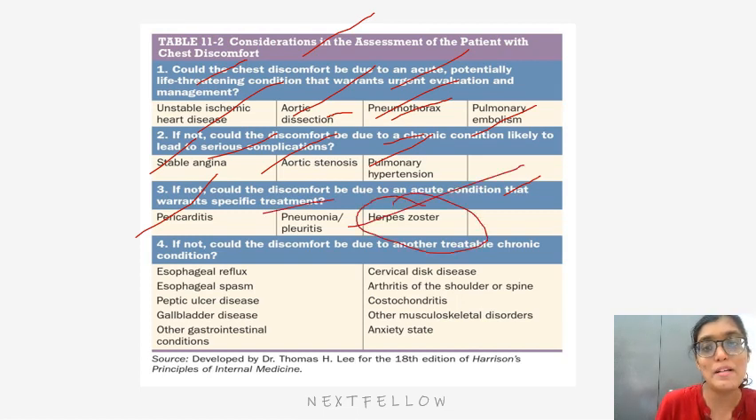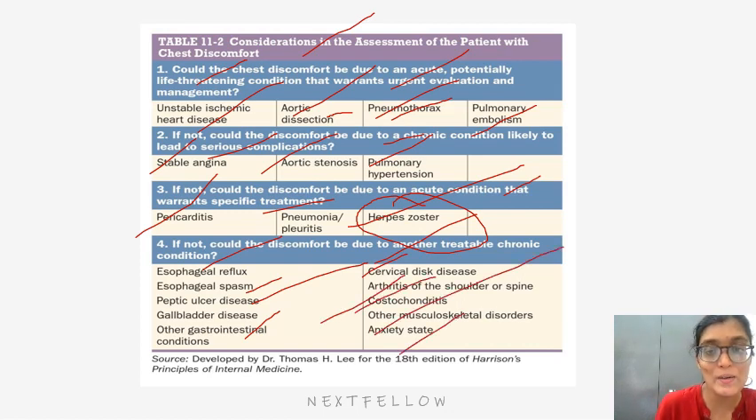Herpes zoster will be present along a specific dermatome, and even after the resolution of the herpes zoster vesicles, the pain will be there along that dermatome. That is known as post-herpetic neuralgia. If not, could the discomfort be due to another treatable chronic condition, that is esophageal reflux, esophageal spasm, peptic ulcer disease, gallbladder disease, other gastrointestinal conditions, cervical disc disease, arthritis of the shoulder or spine, costochondritis, other neuromuscular disorders, or anxiety state.